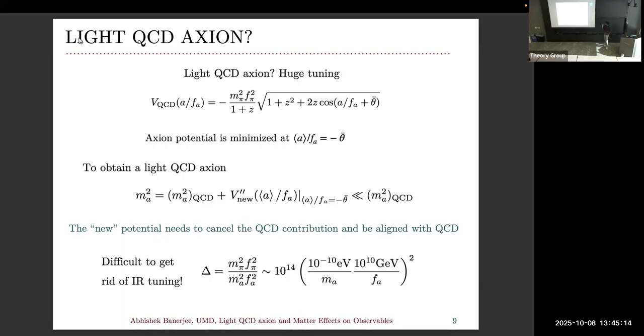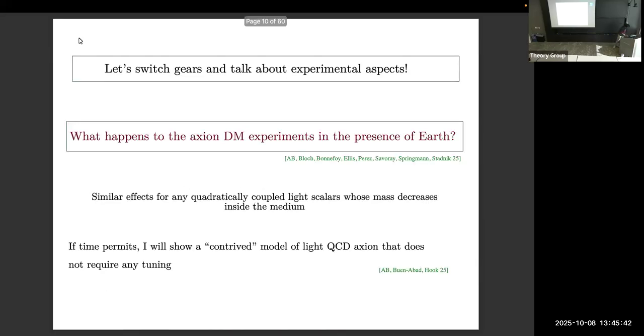One is the phase. The phase needs to be aligned, and you need to also cancel the height of the cosine potential. So there are two tunings. If you really want to get a lighter QCD axion, you need to address how to get rid of these two tunings. That's what makes it a bit more challenging. Any random new things cannot do it. Yeah, fine. So that's my rant about this thing.